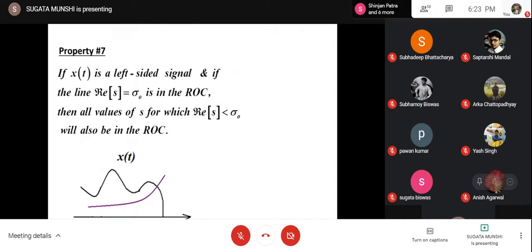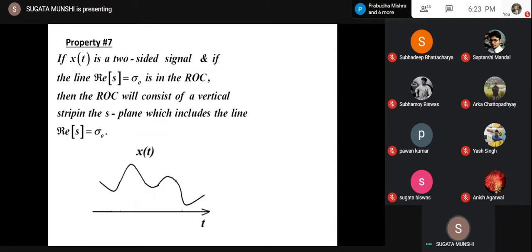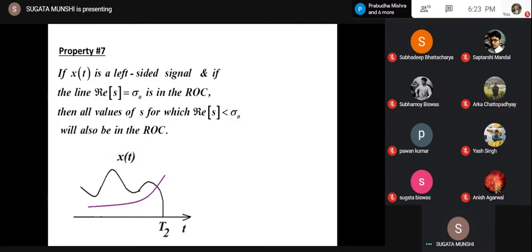Property 7. If x(t) is a left-sided signal and if the line sigma equal to sigma 0 is in the ROC, then all values of s for which sigma is less than sigma 0 will also be in the ROC. I have not given the proof, all right. That is case 2.